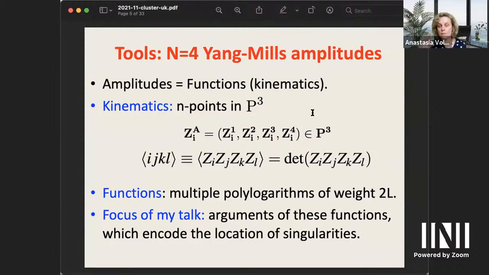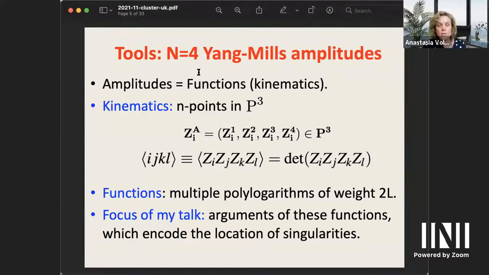Because of a certain property of this theory, one can build this SL4C invariance. So you can take 4 of these Z's and make a 4x4 matrix, compute its determinant, and that's what is going to be defined by this bracket. So momentarily, you'll be seeing a lot of these brackets, ijkl. So that's what these are. These are the variables of these functions. I'll have all the examples momentarily.